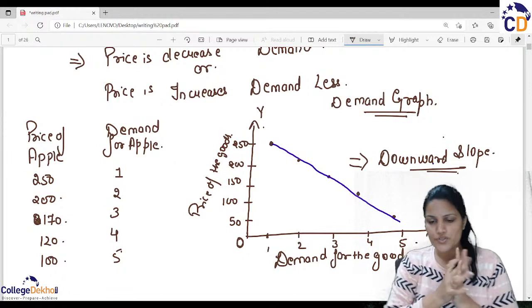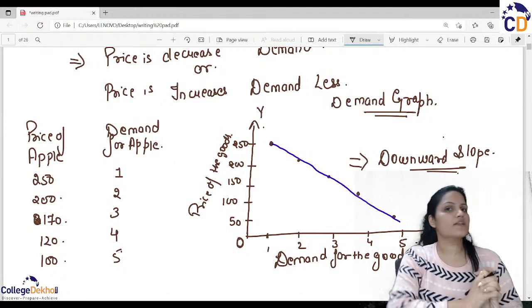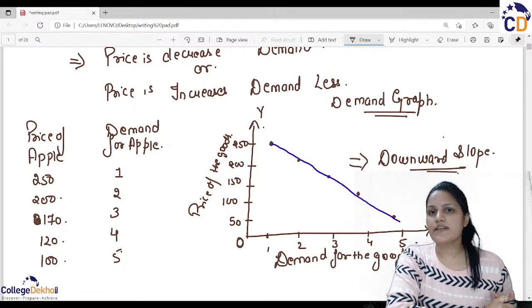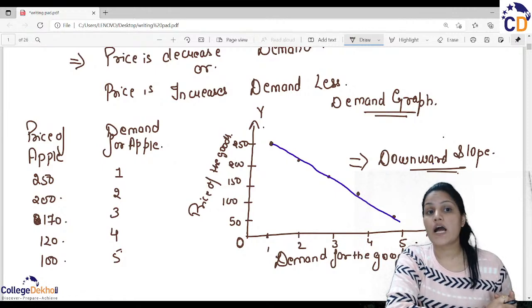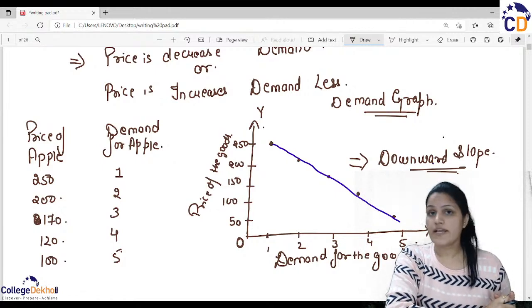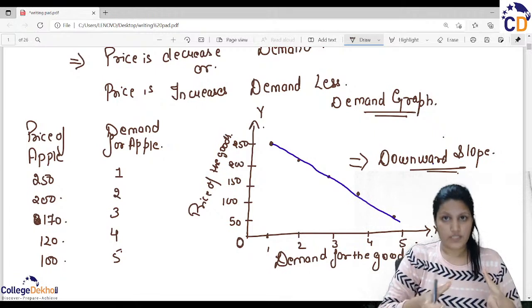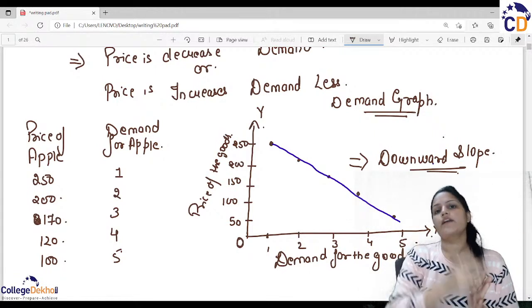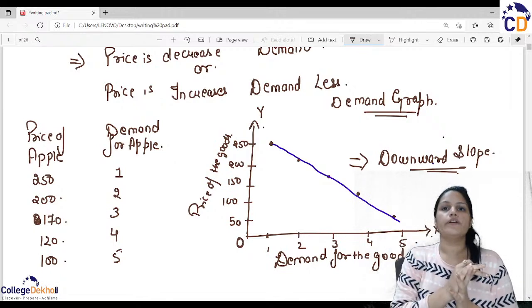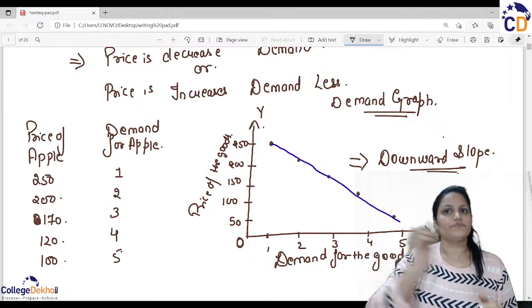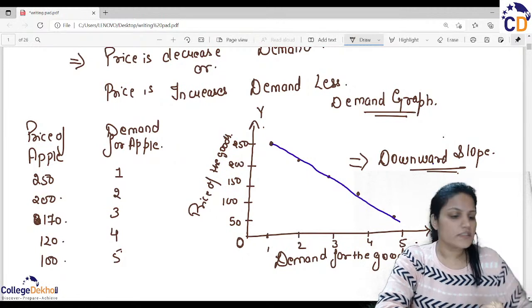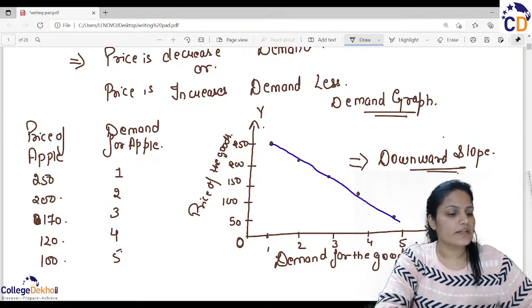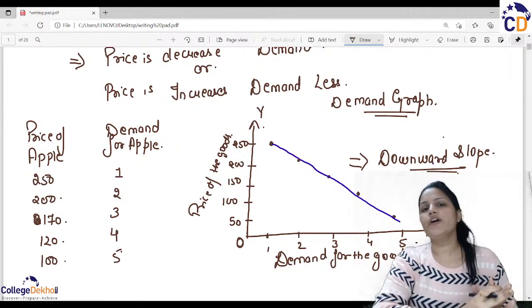One more question students mostly ask on this topic: ma'am, is there any chance that the price is high and demand is also high? Yes, if that occurs, our graph would not be downward, it would become upward.